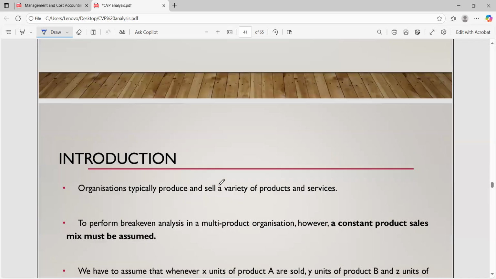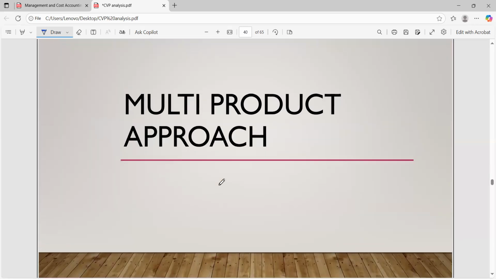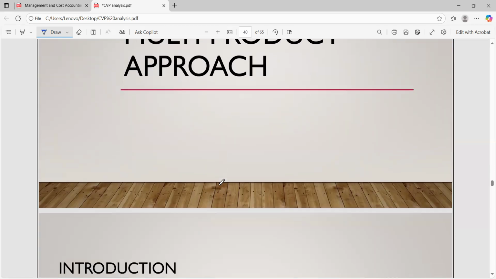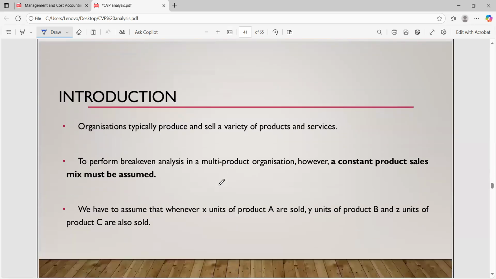So without much ado, let's go and tackle the multi-product approach. Now, this one follows some steps, and if you miss one step, you get the whole product wrong. It says, organizations typically produce and sell a variety of products and services. So you don't sell a single service or a single product. To perform break-even analysis in a multi-product organization, however, a constant product sales mix must be assumed.